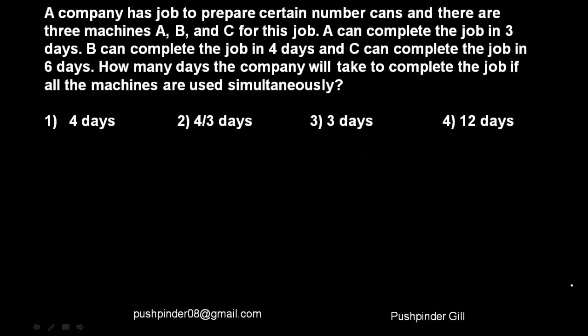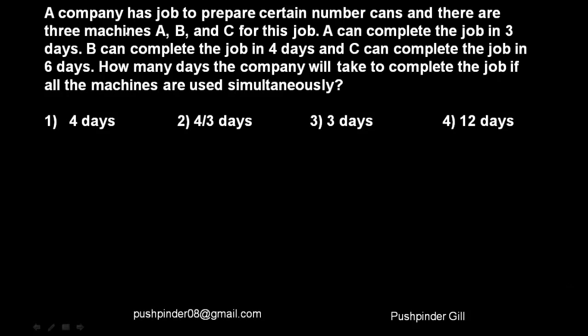So let's see. A company has a job to prepare a certain number of cans, and there are 3 machines, A, B, and C, for this job. A can complete the job in 3 days, B can complete the job in 4 days, and C can complete the job in 6 days. So how many days will the company take to complete the job if all the machines are used simultaneously?